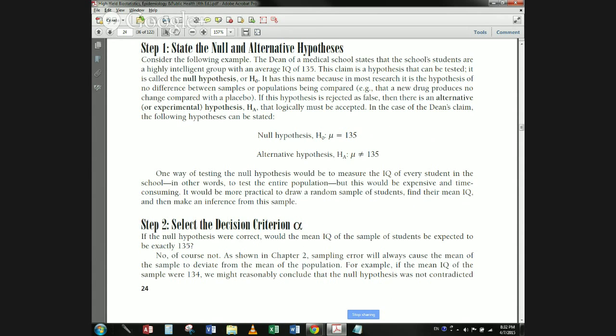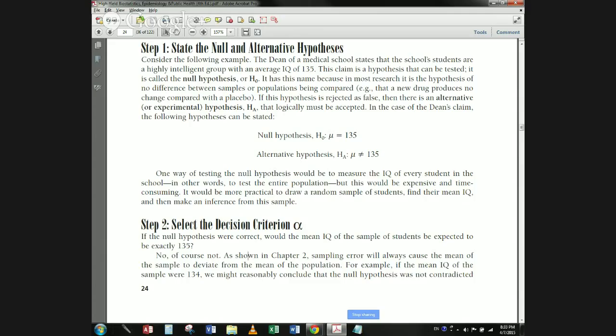Step 1. State the null and alternative hypothesis. Consider the following example. The dean of a medical school states that the school students are a highly intelligent group with an average IQ of 135. This claim is a hypothesis that can be tested. It is called the null hypothesis, or H0.